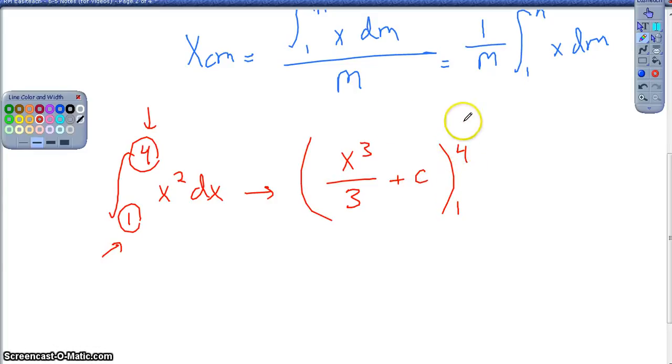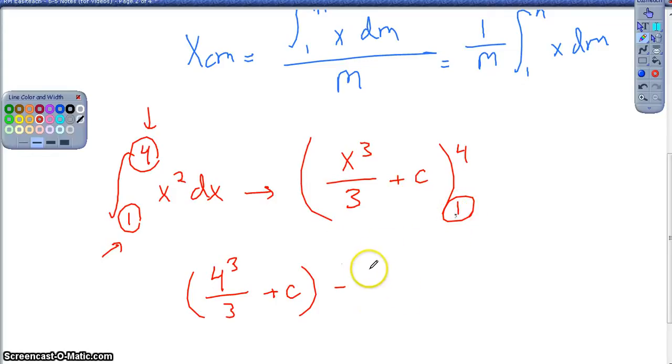Right, so what I do is I plug in the top parameter there, so 4 cubed over 3. I obviously did not choose very friendly numbers, but that's okay. So I would plug that value in, and then I would subtract the starting parameter. I would subtract that initial position of the limit. So then I would plug in 1, so 1 cubed over 3 plus c.